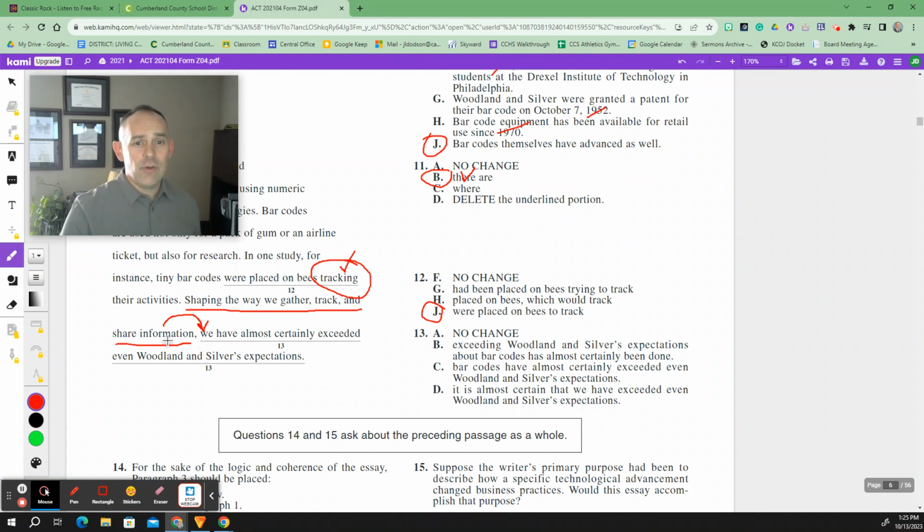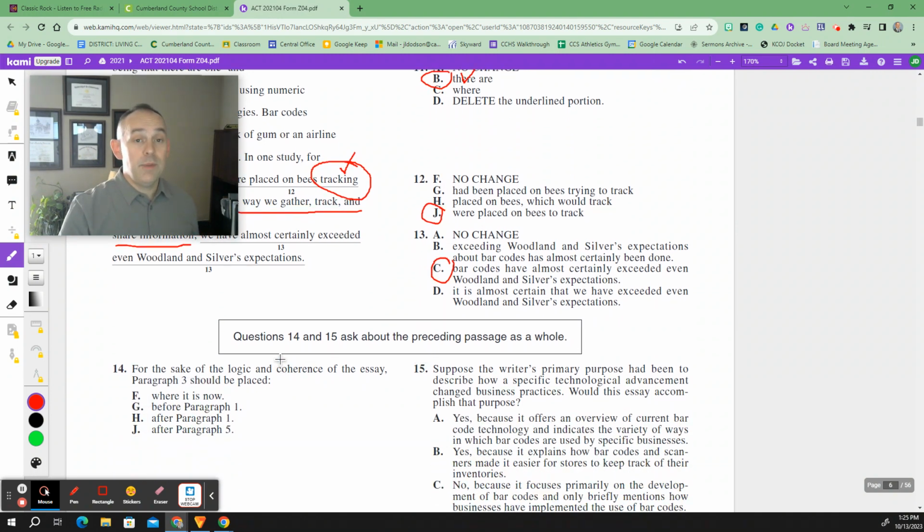Shaping the way we gather, track, and share information isn't about us. It isn't about "we." It's about barcodes. So the first word to come after that comma needs to be barcodes. And choice C does that. So that it reads, "Shaping the way we gather, track, and share information, barcodes have almost certainly exceeded even Woodland and Silver's expectations." That makes it a correctly placed modifier instead of being misplaced.